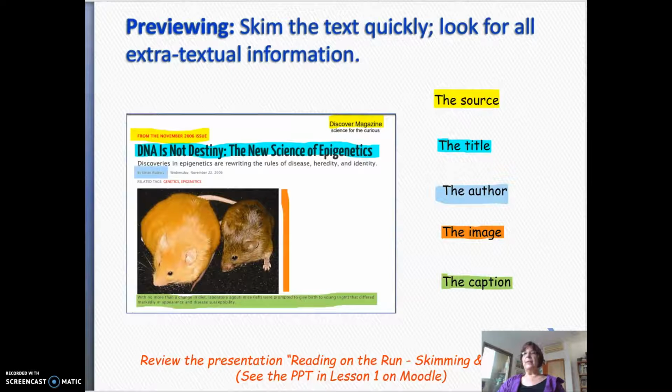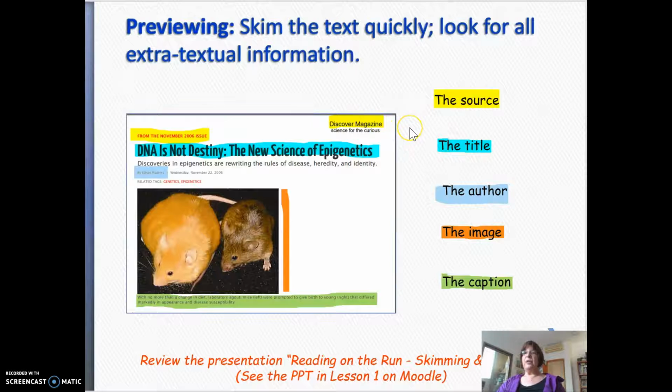So let's take an example from an article that you just finished reading, DNA is Not Destiny. When you're previewing, let's see what you can see on the first half of this page without even reading one word of the article. Well, you already know the source. The source is what's identified here in yellow. It's from November 2006. It's from Discover Magazine.